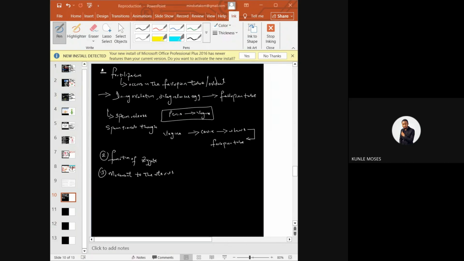So we are talking about the third one, movement to the uterus. After the zygote is formed, the zygote will move along the fallopian tube towards the uterus. The zygote is formed inside the fallopian tube, right? So the next thing that will happen is that this zygote will move towards the uterus. As it is moving, it will be divided into many cells.